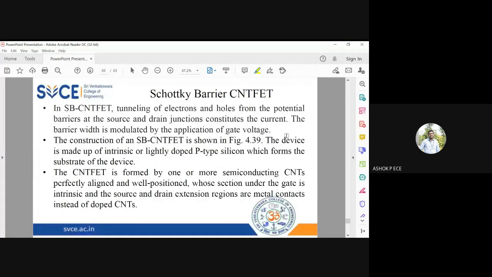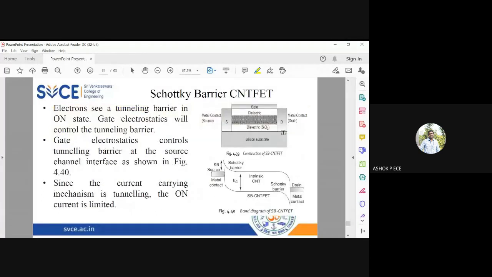So next one is Schottky barrier CNTFET. In a Schottky barrier, you have tunneling of electrons and holes through a potential barrier constituting the current. The Schottky barrier is a metal-semiconductor junction, just like your MESFET. You don't have the oxide layer; it is a metal-semiconductor layer. I apply the gate voltage, and that gate voltage controls the current as well as the barrier width. So the construction is shown here.